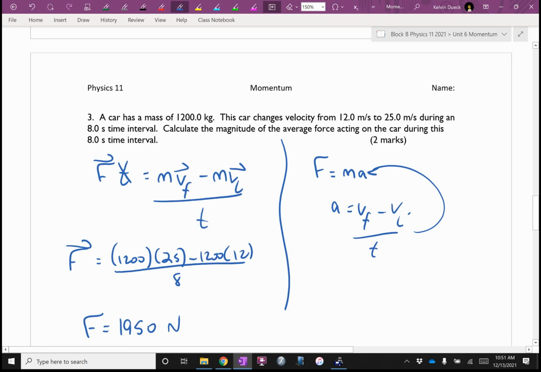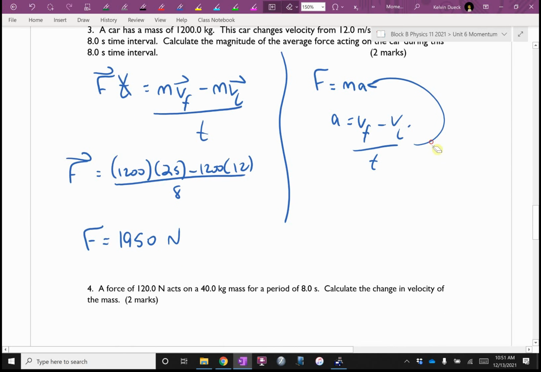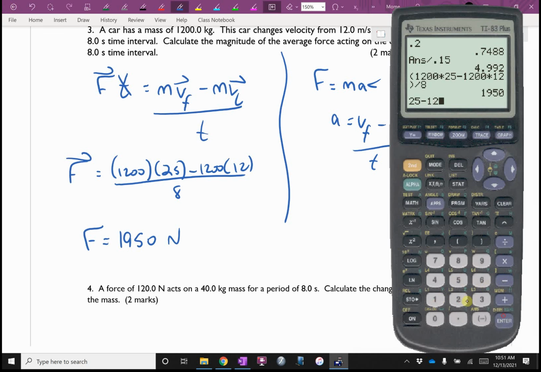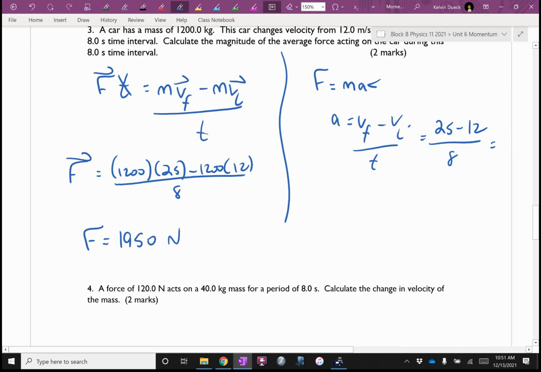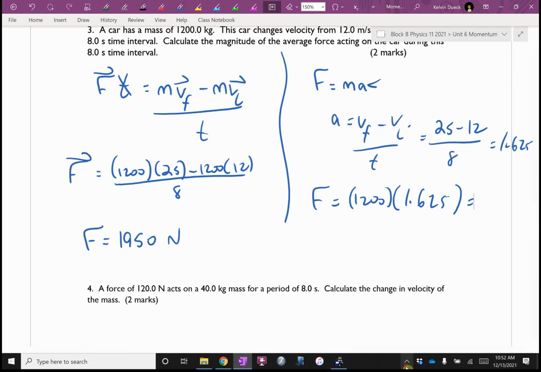Direction. Oh, they just wanted the magnitude, not the direction. That's good, because they didn't give me enough to give a direction, so I'll take that. If you did it this way, you would find that the acceleration equaled VF 25 minus VI 12 all over T. You would get 25 minus 12 divided by 8. You would get 1.625. You wouldn't round that off. And then you would go F equals 1,200 times 1.625. 1,200 times answer button. All right, we're going to pause.